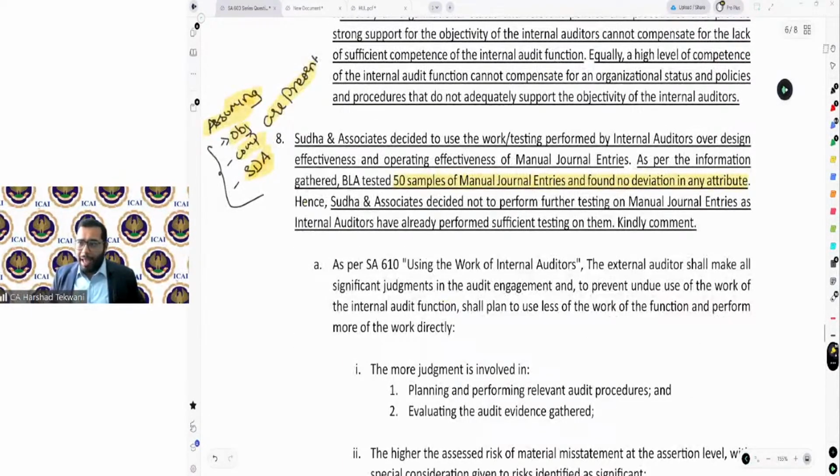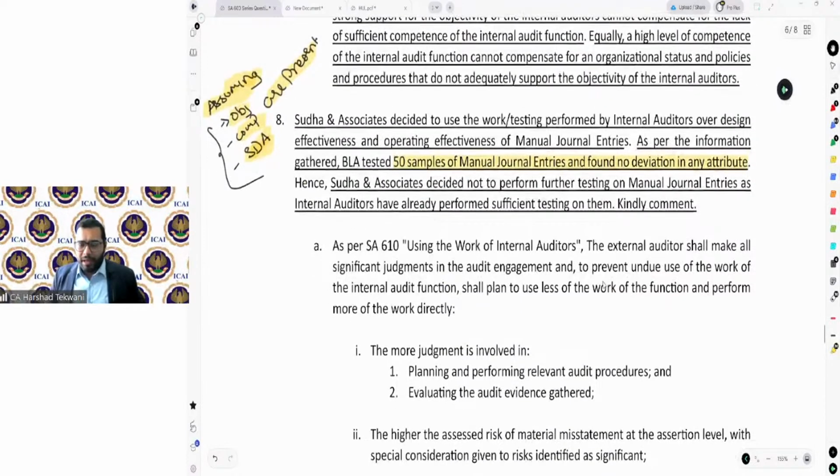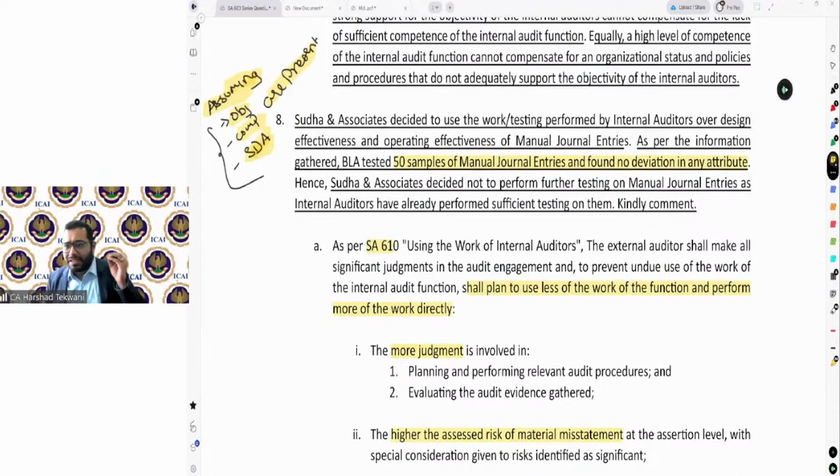So I'm saying that it's a significant risk area. As per SA 610, the auditor shall plan to use less work of the function and perform more work directly if more judgment is involved or the risk of material misstatement is higher. Why am I saying the risk of material misstatement is higher in the manual journal entry?